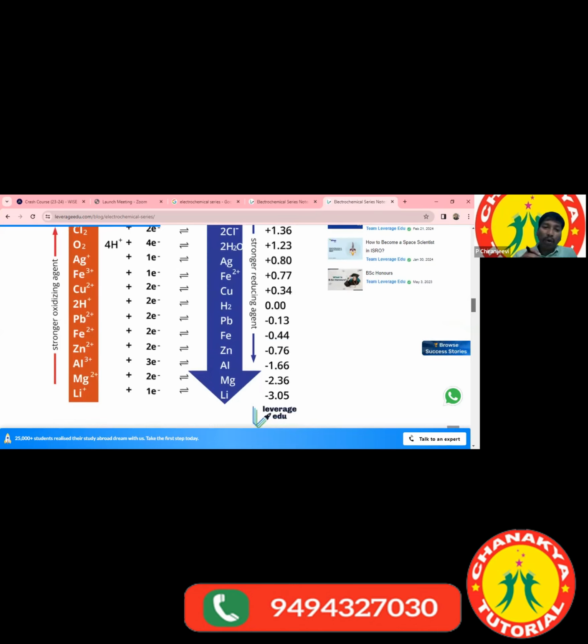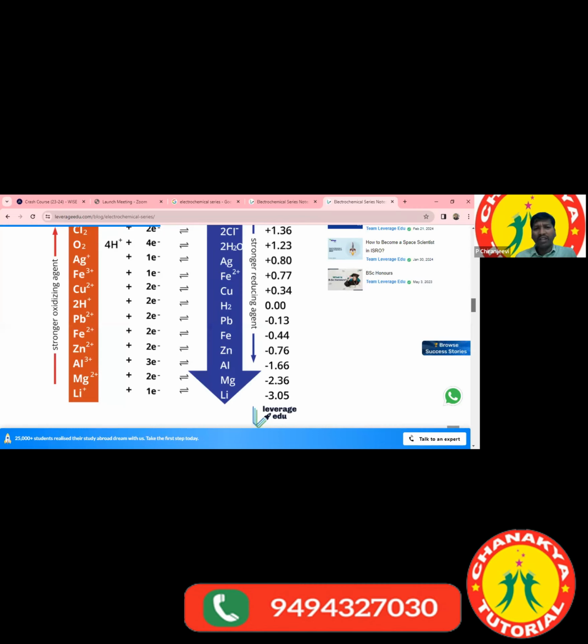Sir, what is the main importance of the electrode potential value? We have some importance of the electrode reduction potential value. Based on the electrode reduction potential values, we can explain the reactivity of the element. The element which has the highest negative reduction potential value acts as a strong reducing agent. It is highly reactive. The element which has the highest negative reduction potential value is highly reactive.